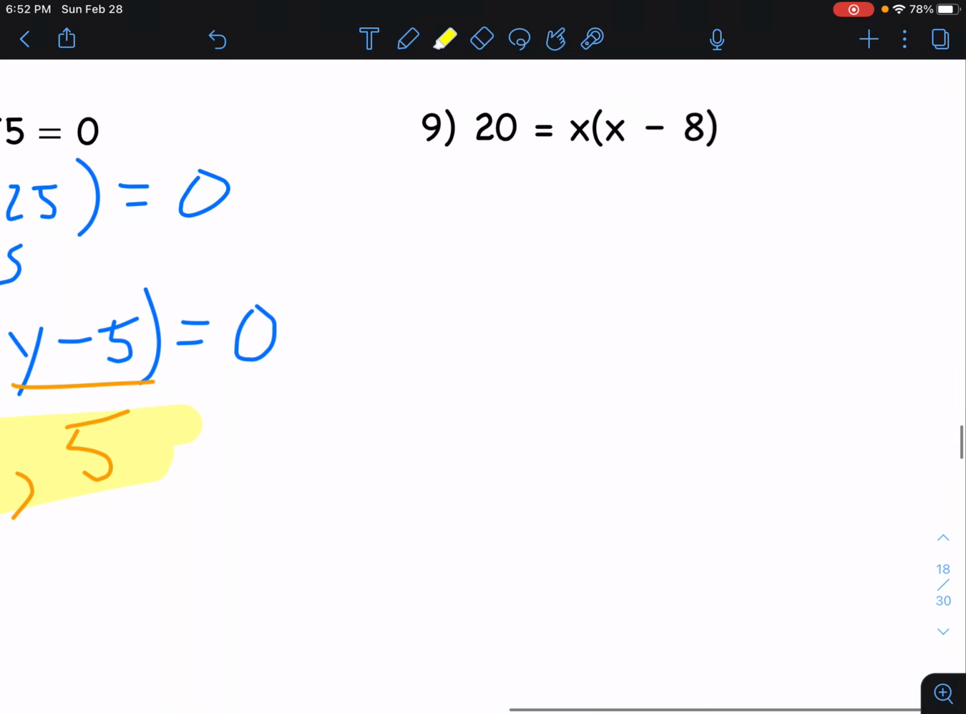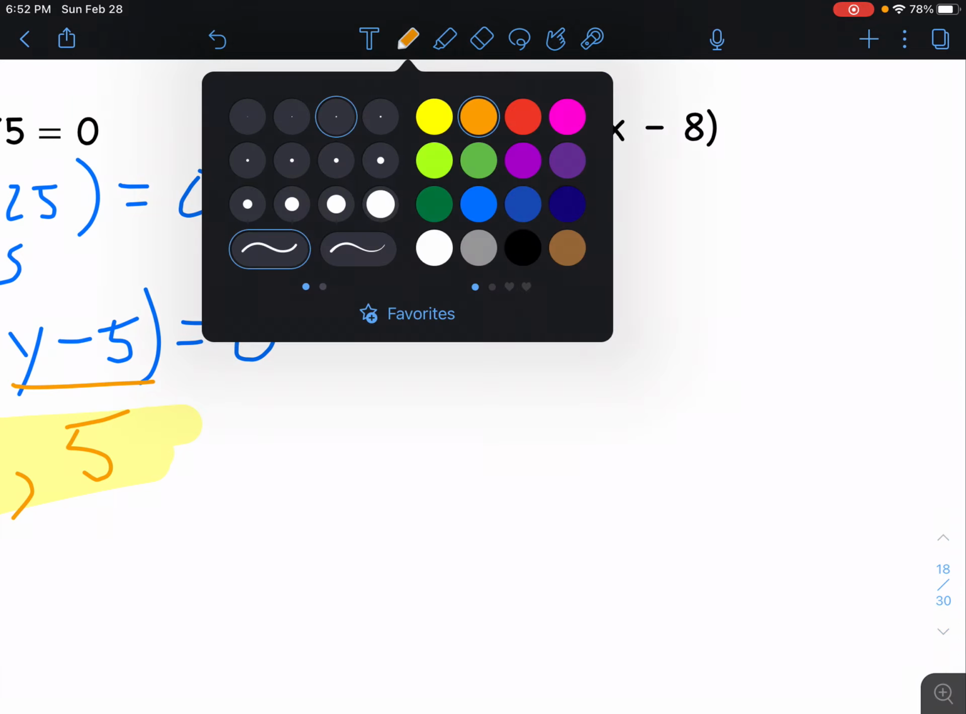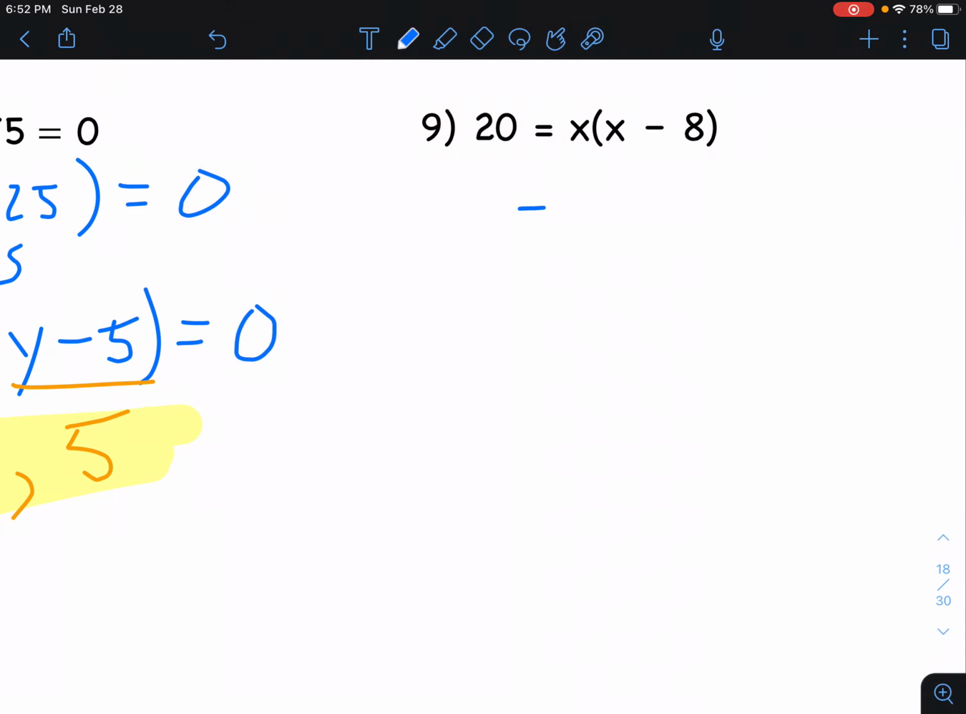Number 9 is all out of whack. Please do not set each of these equal to 20. We have to turn this into a proper quadratic equation. So what we have to do is distribute the x. So it'll be x squared minus 8x.